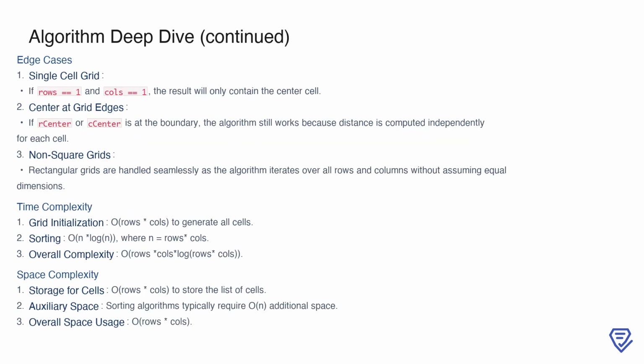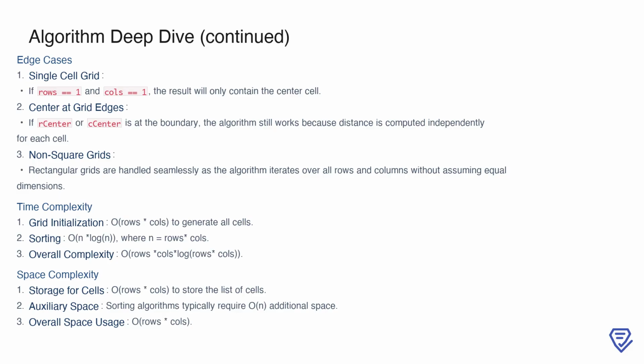When applying this algorithm, it's important to consider edge cases. For example, in a single-cell grid where rows and cols are both 1, the result will only contain the center cell. If the center cell is located at the edge of the grid, the algorithm still works seamlessly because distance is calculated independently for each cell.